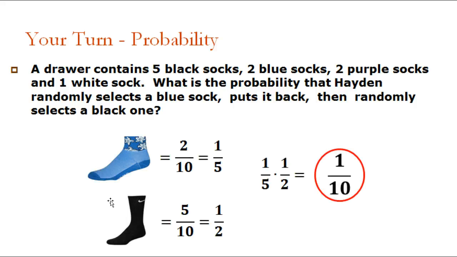Okay, and you should have gotten 1/10 on this one. The big thing here that you want to really pay attention to is that Hayden put the sock back. Because he put it back, there are 10 to draw from the second time. Had he not put it back, had he kept the sock, this one here would be 5/9, and then we'd multiply 1/5 times 5/9. But in this case, he put it back, so there were 10 to draw from the second time.